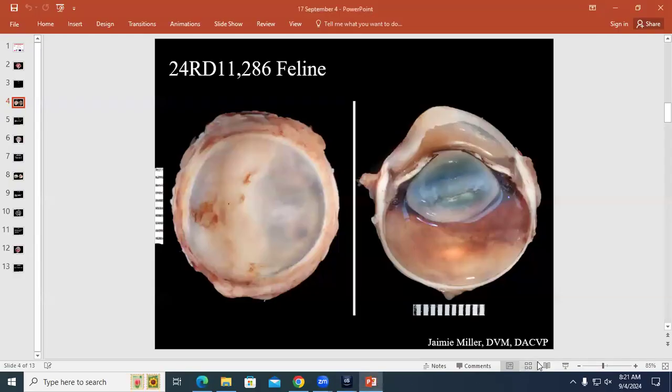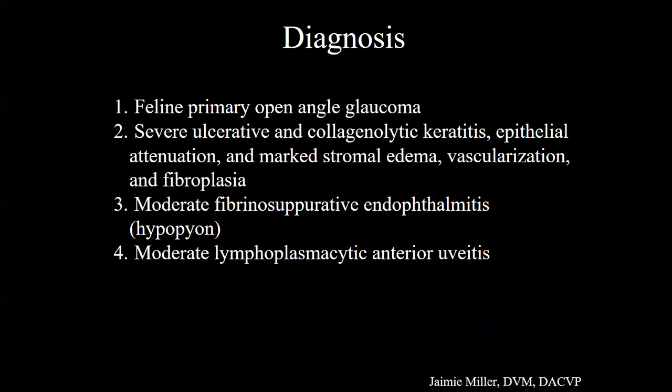So yeah, feline open angle glaucoma, having that stuff around the vessels in the outflow tracts there, and a severe ulcerative, probably collagen-lytic keratitis with epithelial attenuation, which we often will see with feline herpes virus. So maybe that was also playing a role in the corneal disease. And then secondary changes, some of that hypopyon in the anterior chamber and a little anterior uveitis to go along with that.